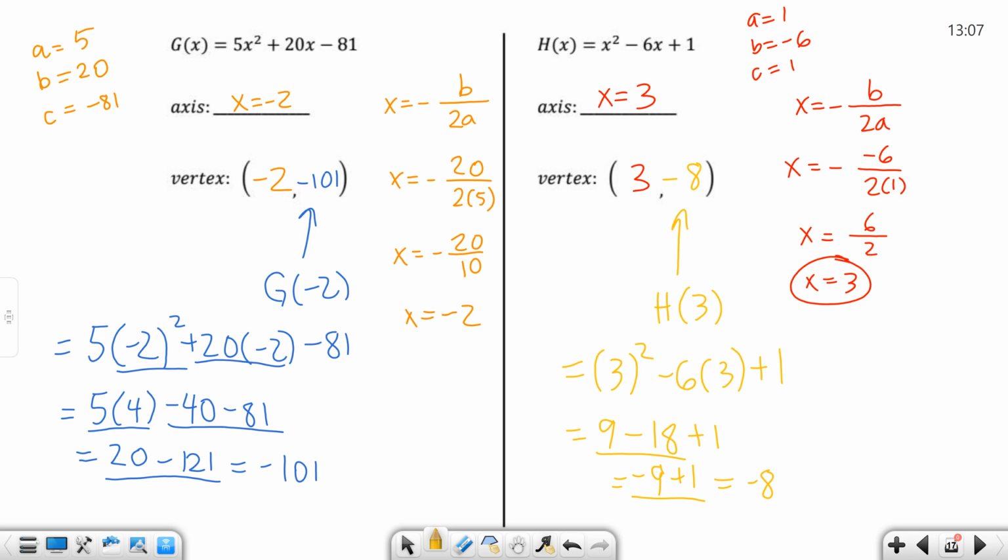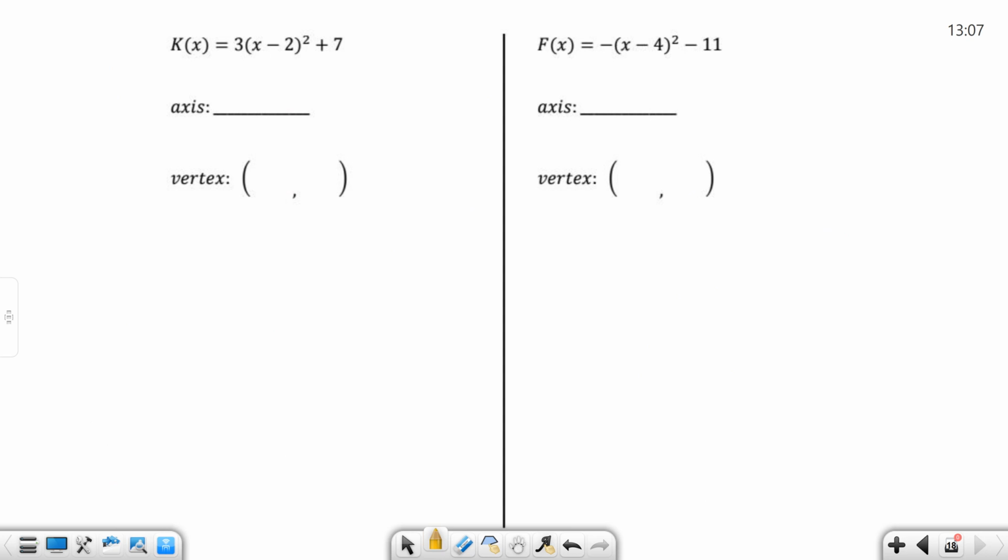So I'm sorry, the vertex is 3 comma negative 8. The y value is negative 8. So the vertex is 3 comma negative 8.